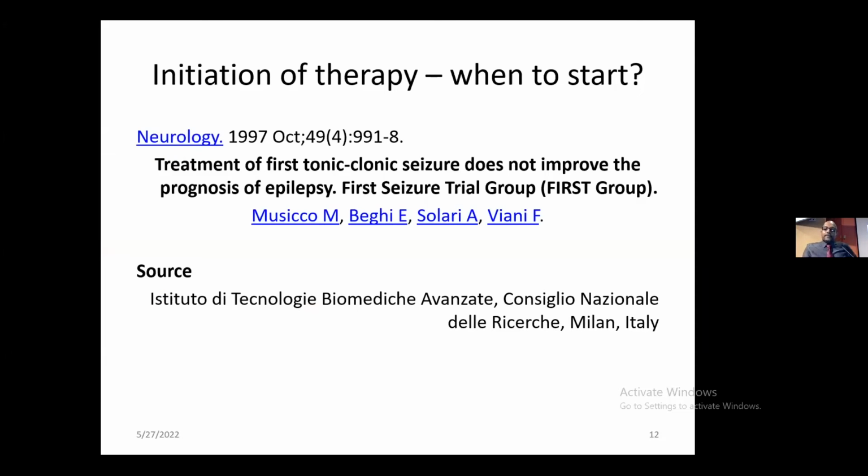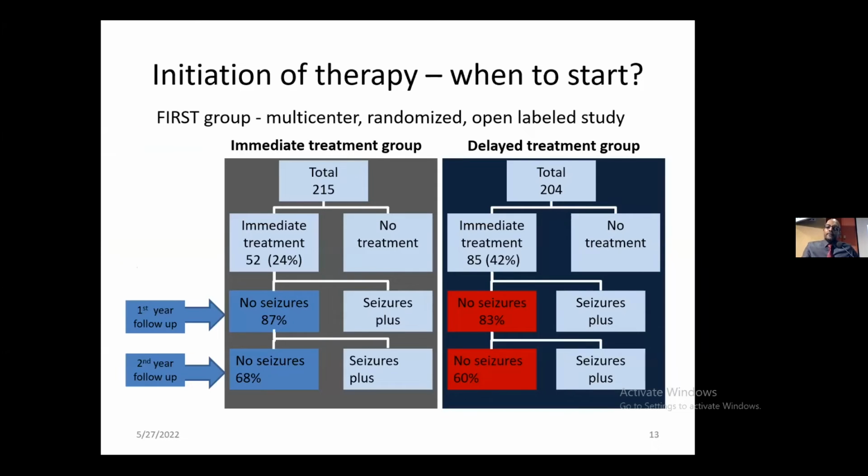And this is the FIRST group study which I mentioned, a multi-center randomized open label study where they compared two groups: the immediate treatment group, where treatment was started just after the first seizure, and the delayed treatment group, where they waited for the second unprovoked seizure to occur before starting treatment.